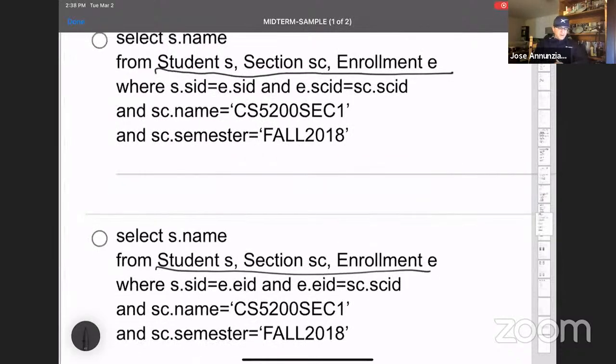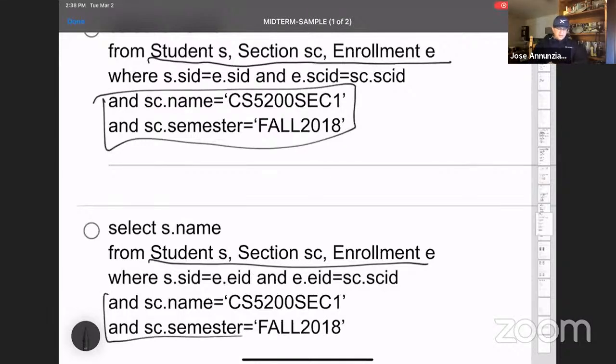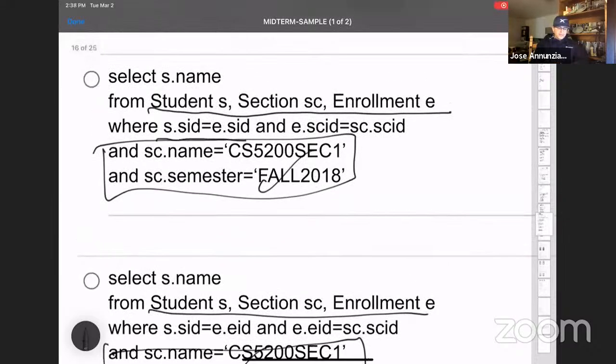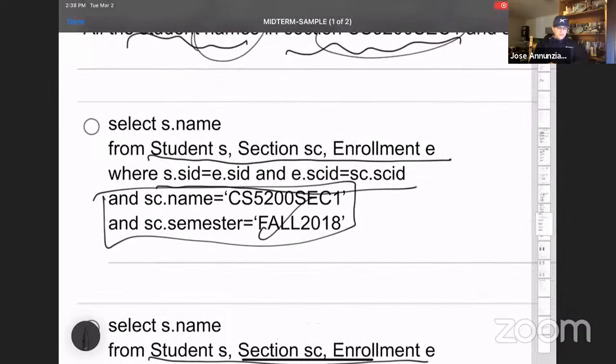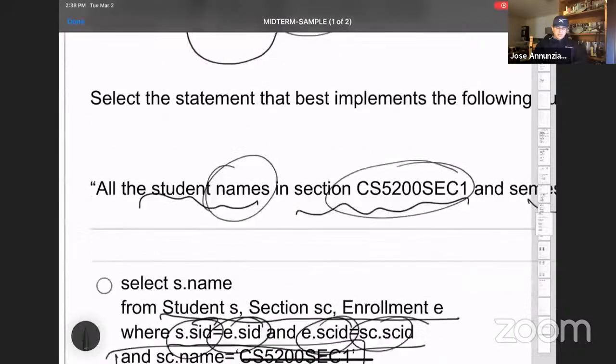Notice that they both are filtering by the name of the semester and the name of the section. So that's good, they both do that. Let's look at the joins. Here we're joining the student with the enrollment. That's correct. And then the enrollment with the section. That is correct. So yes, we can join between the two. We're going from student to enrollment, and then from enrollment back to section. Okay, so that's good.